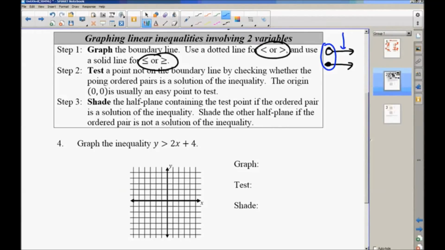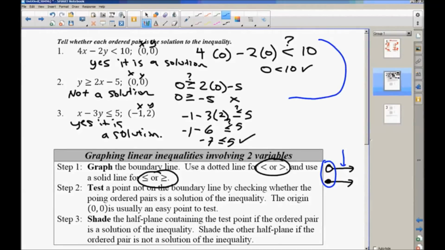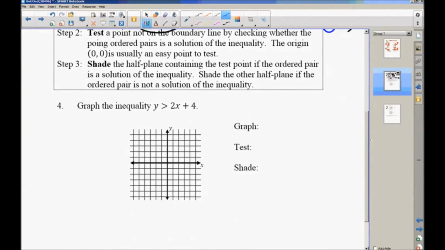Okay, so the origin, 0, 0, is usually the easiest point to test, which is why up here we practiced doing that in questions number 1 and 2, testing the origin. Okay. And then, of course, if the origin is a solution, we shade that half of the plane. If it's not a solution, then we don't shade that half of the plane. So let's do a problem here.